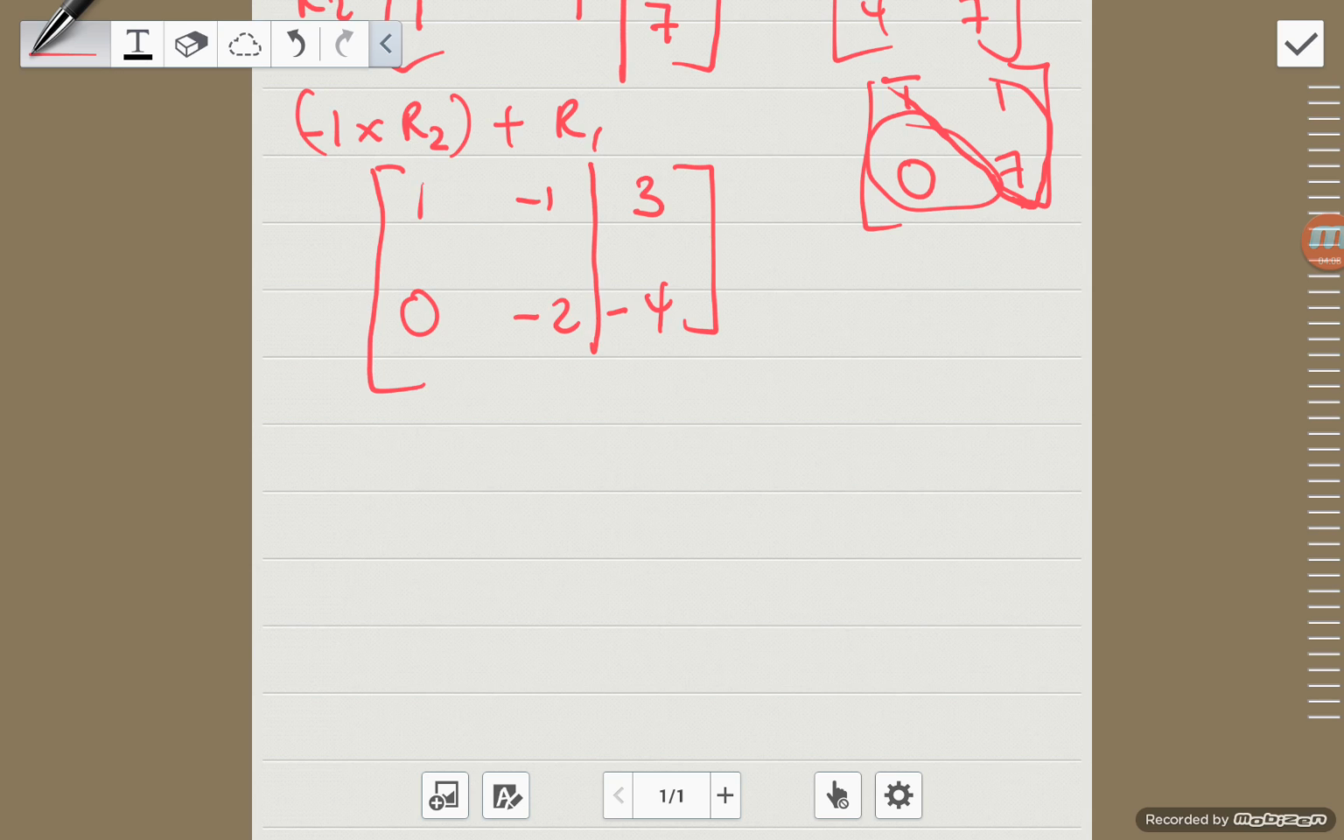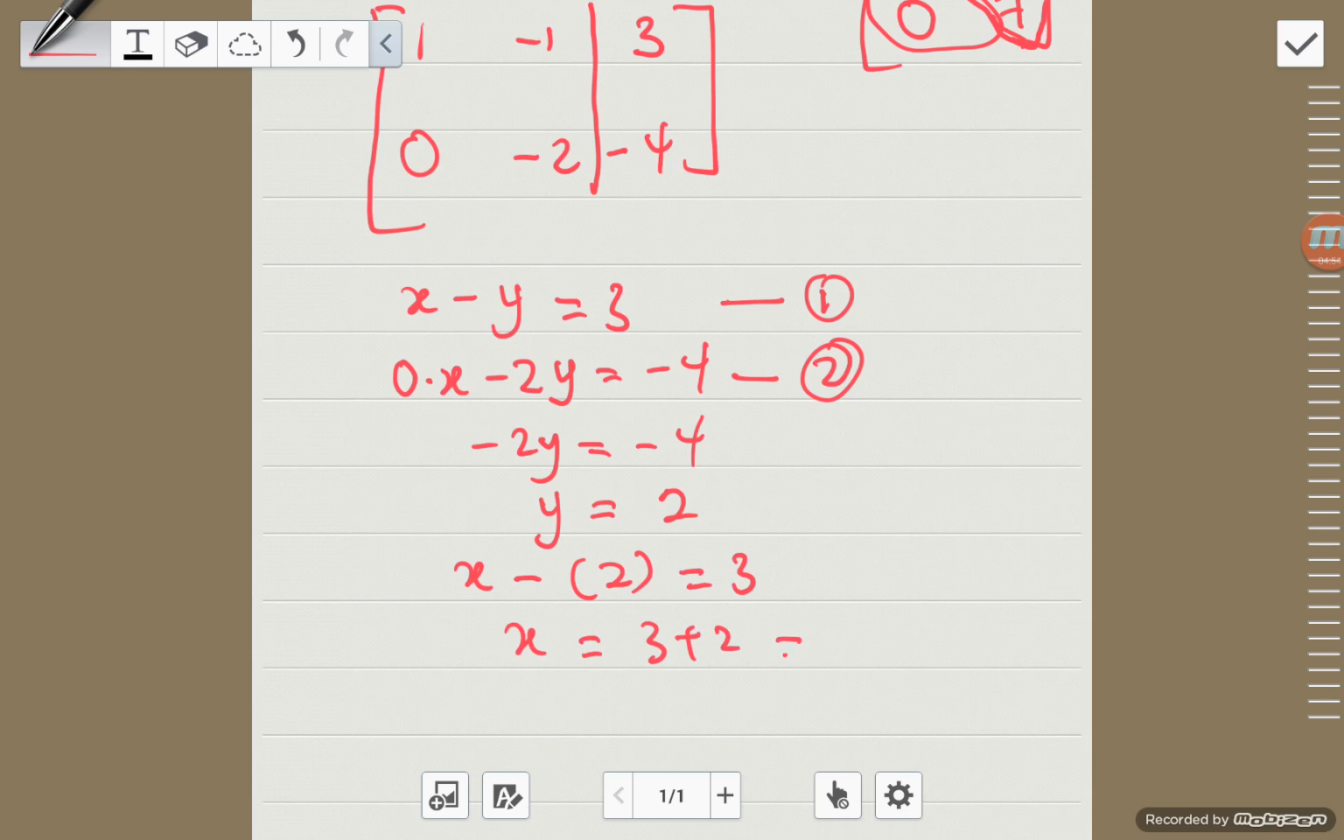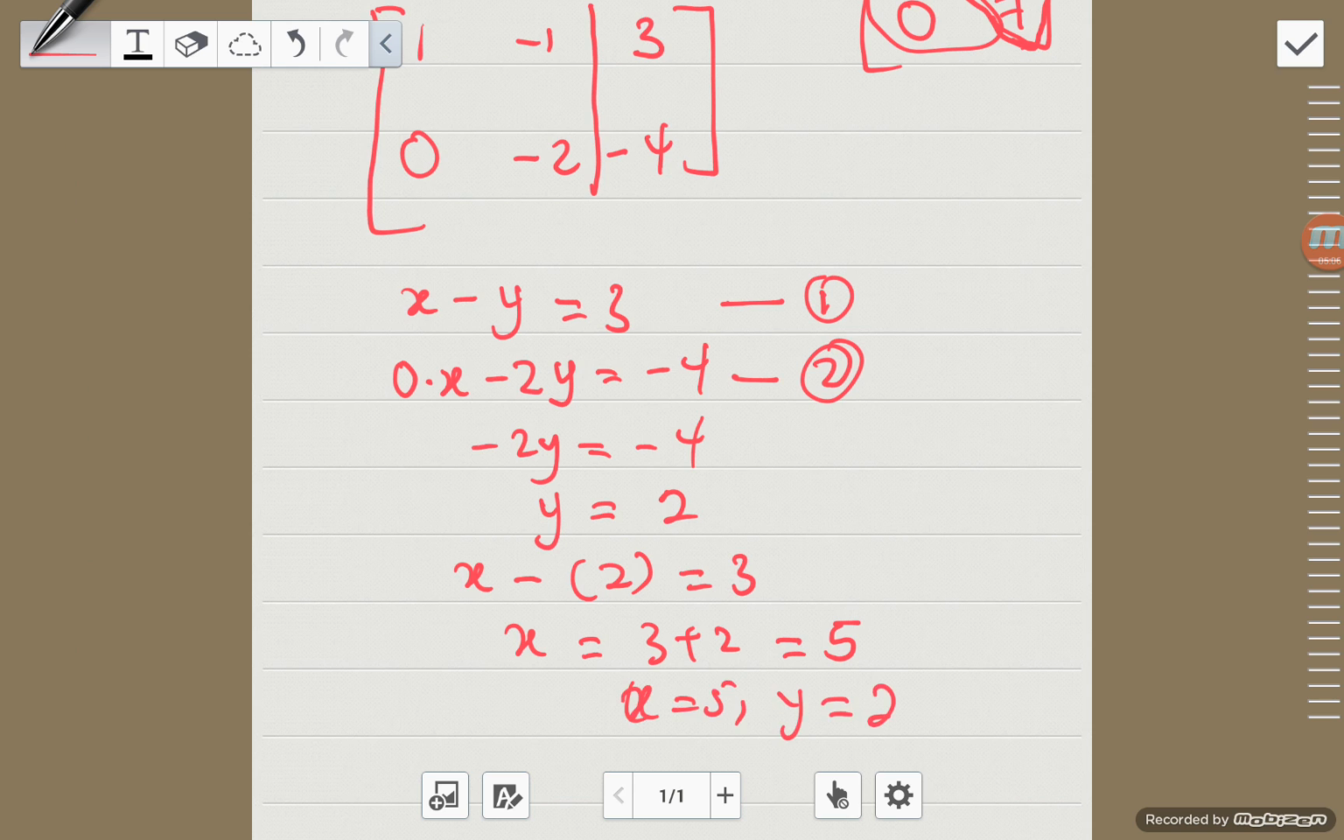And so we can transform our matrix back into a system form. So we pick row 1 multiplied by x, y, therefore we have x minus y equals 3. We have 0 times x minus 2y equals -4. So let's label these equations 1 and 2. From equation 2, I have -2y equals -4. Therefore, y is equal to 2. Now, if I substitute this value into equation 1, I'll have x minus 2 equals 3. So x equals 3 plus 2, which is 5. Therefore, using the row reduction approach, our solution set is x equals 5, y equals 2.